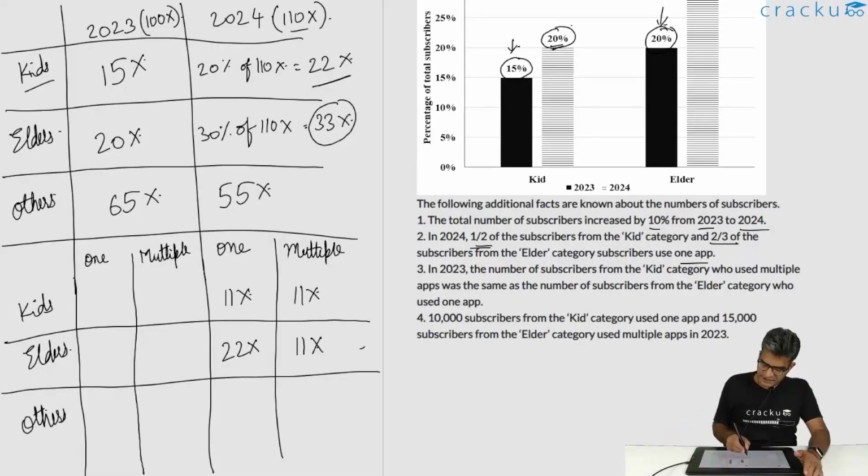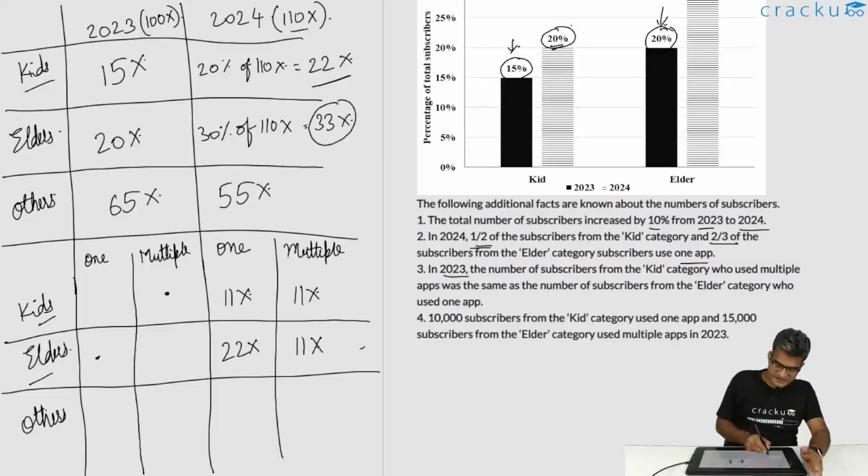In 2023, the number of subscribers from the kid category, so we are talking about 2023 kid category, who use multiple apps, this one, was the same as the number of subscribers from the elder category over here, who use one app. So these two are the same.